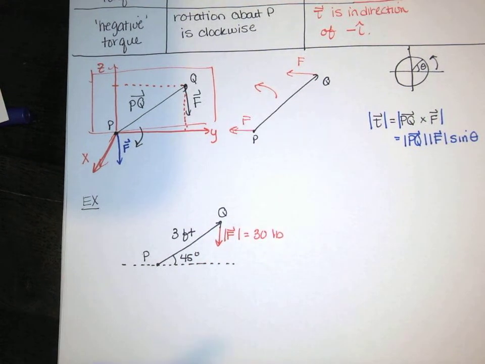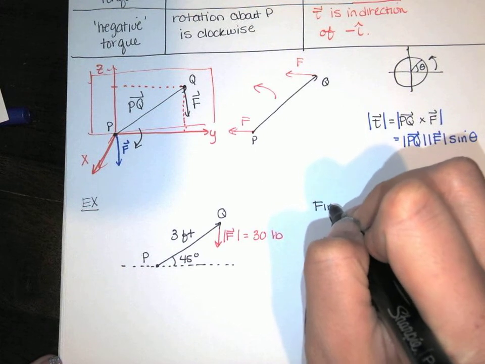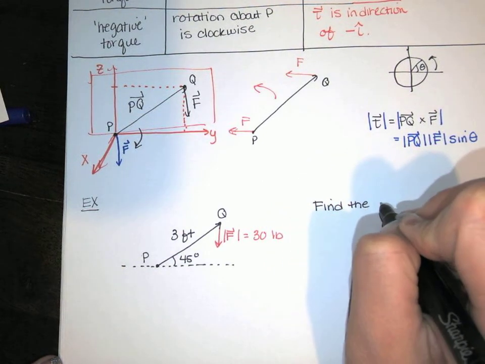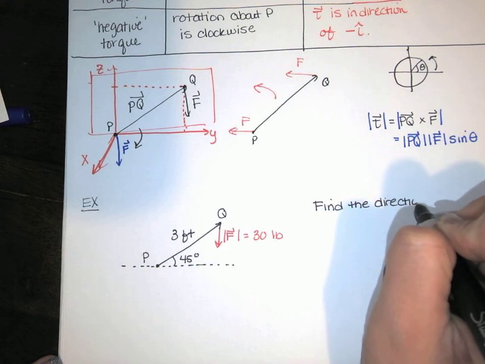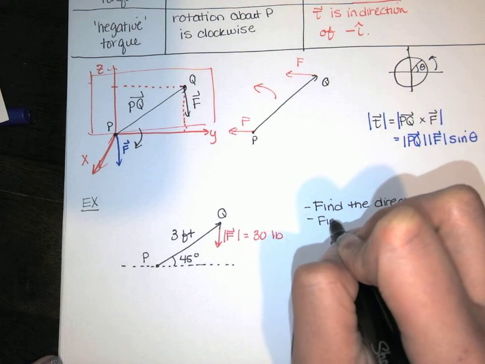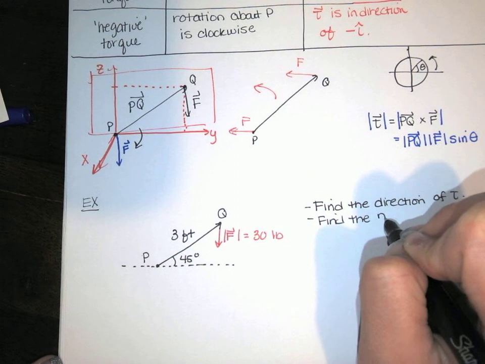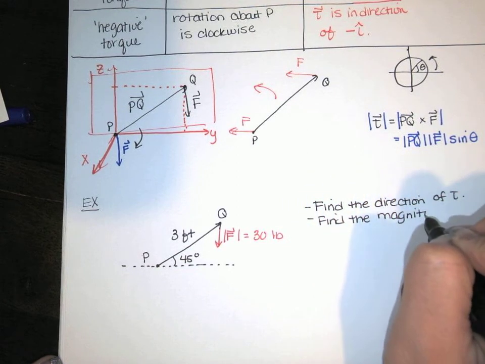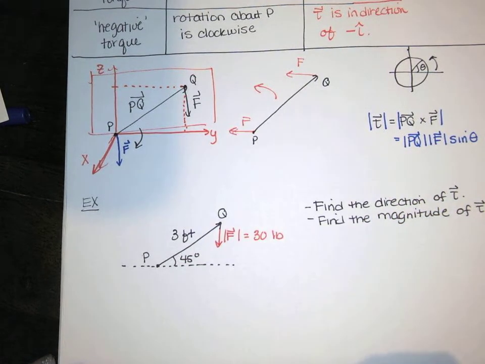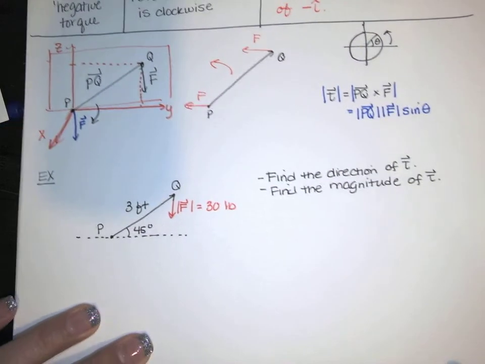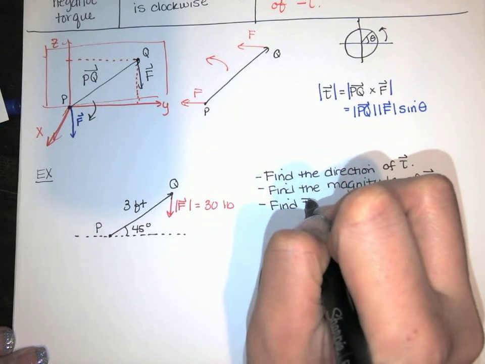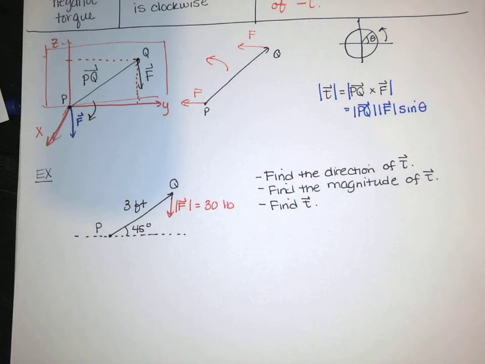And let's say somebody is asking us to find the direction of the torque. Well, we'll want the direction too. But we're most interested in the magnitude of the torque. What is that magnitude of the tendency to rotate? And then with the magnitude and direction, we can find torque as a vector. Okay, this is actually pretty easy.